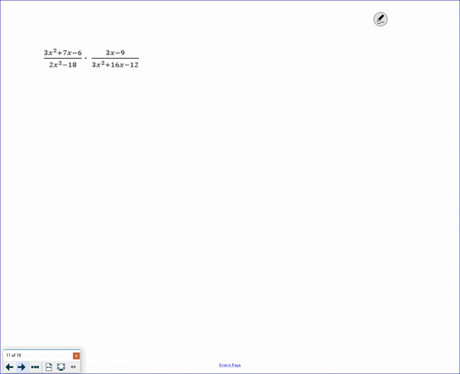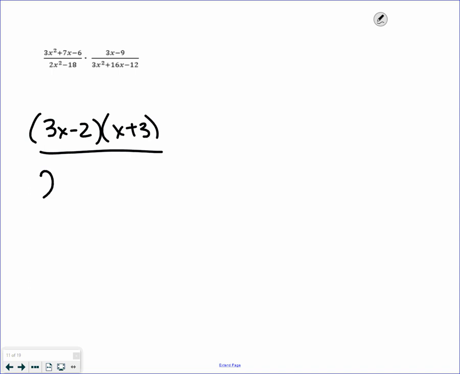Lots of factoring. Okay, tons and tons of factoring. The first one, I'm going to factor 3x squared plus 7x minus 6. I'm not going to tell you how to factor. Ultimately, this factors to be 3x minus 2 and x plus 3. The bottom one factors twice, actually. You can take a 2 out, and then you get x minus 3 and x plus 3.